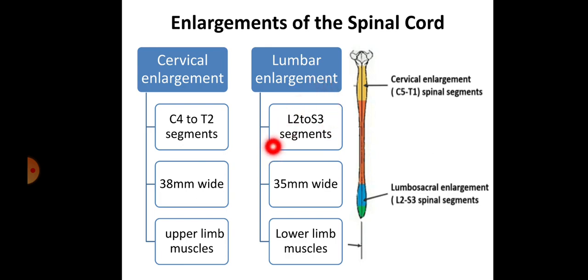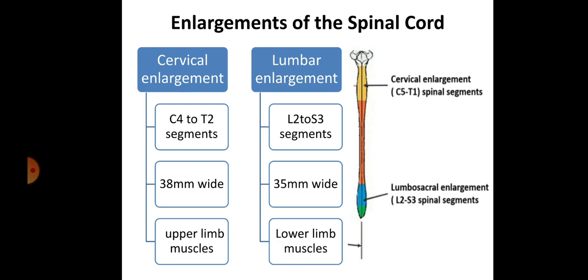And lumbar enlargement extends from L2 to S3 segments of the spinal cord, because the spinal cord ends at L1 or L2, but there is no S3 vertebral level; the segments are found on the spinal cord. So lumbar enlargement is found at the level of L2 to S3 segments of the spinal cord. It is 35 mm wide, and this is due to the presence of the lower limb muscle nerves.